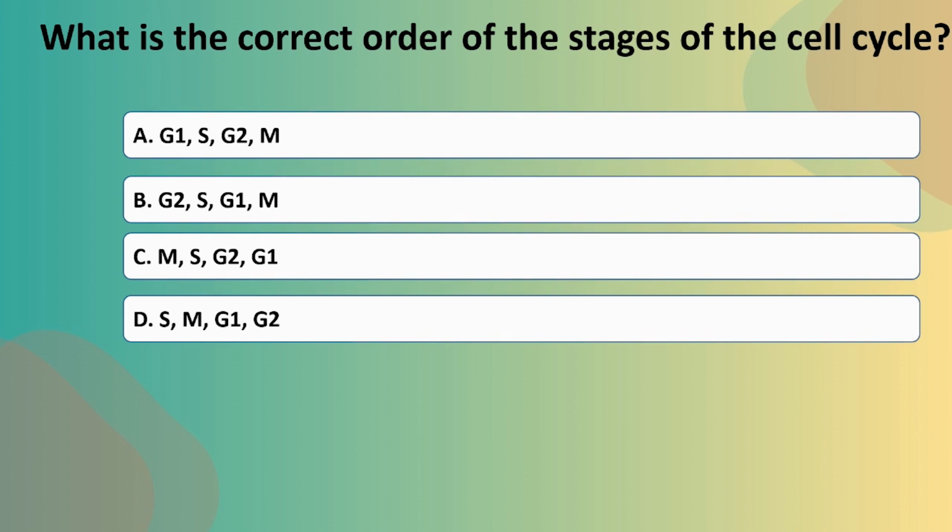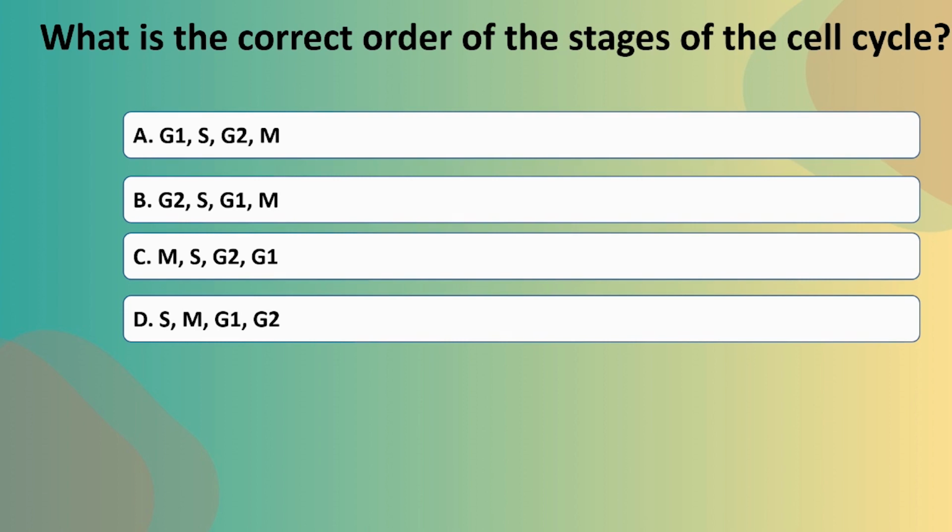So let's do some basic elimination here. We can infer that G1 comes before G2. So let's eliminate options B and C at the moment, because G2 coming before G1 just doesn't seem like a likely option. So we're left with G1, S, G2, M, or S, M, G1, G2. Now, this is just one of those things where you have to memorize the cell cycle.